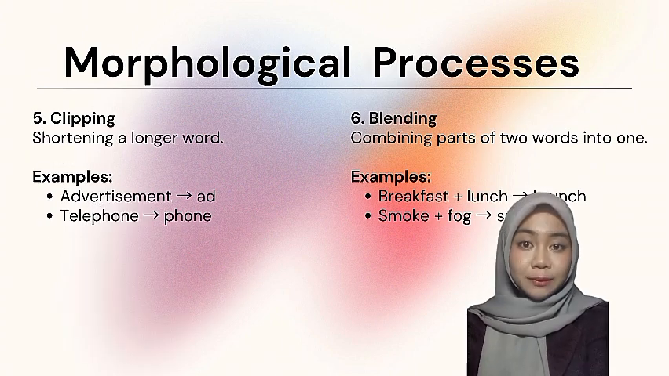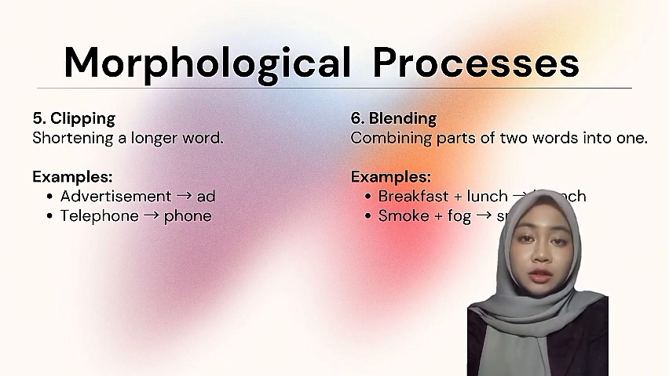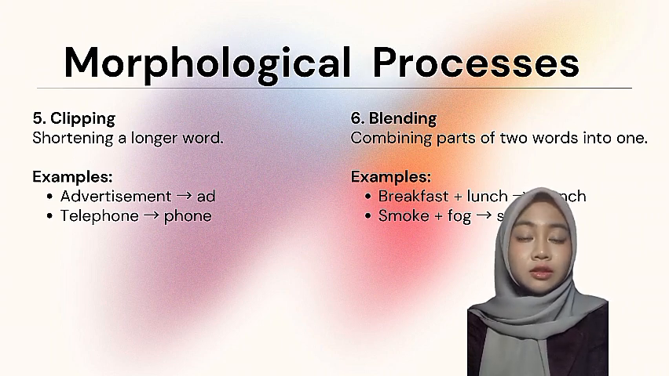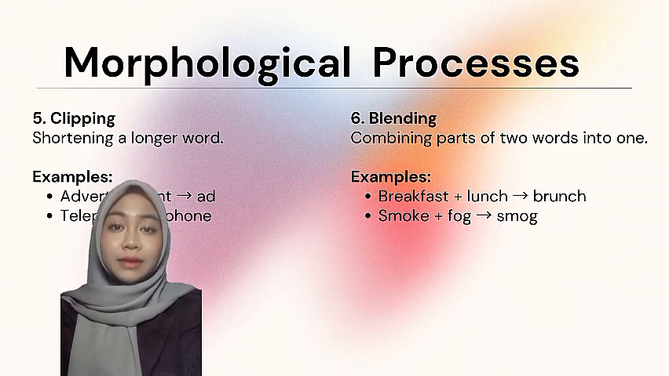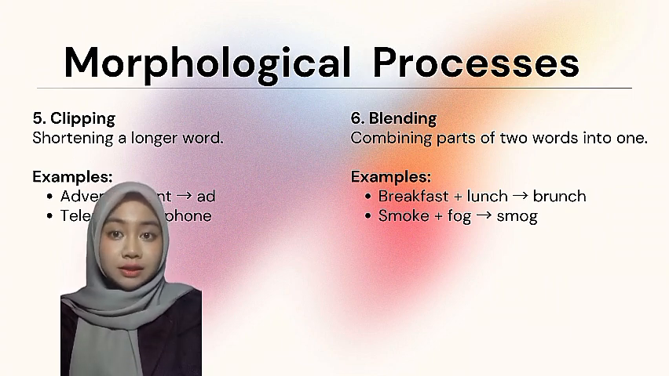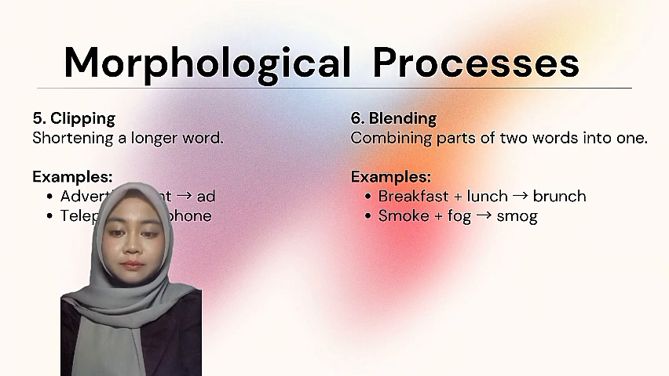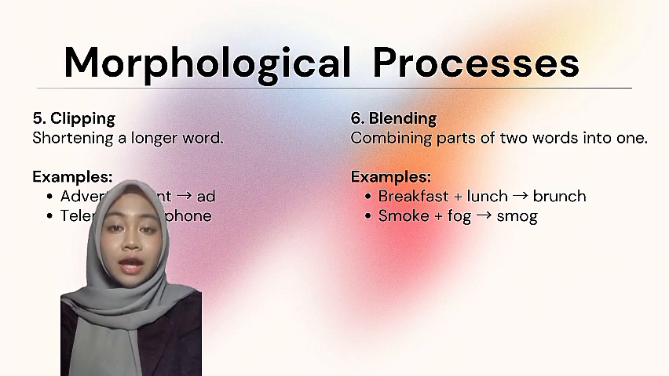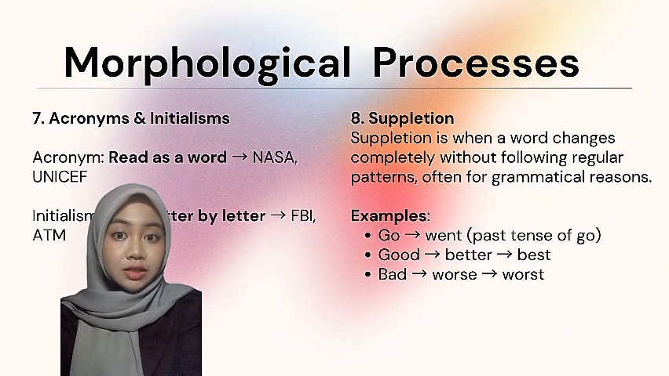Next is clipping. Clipping is shortening a longer word. For example, advertisement, ad, and telephone to phone. And then blending. Blending is combining part of two words into one. For example, breakfast and lunch change to brunch.